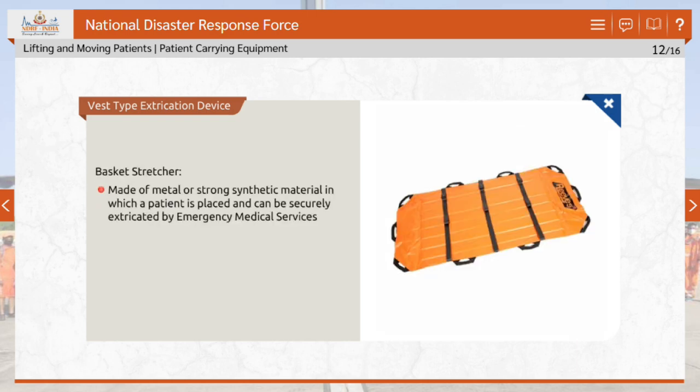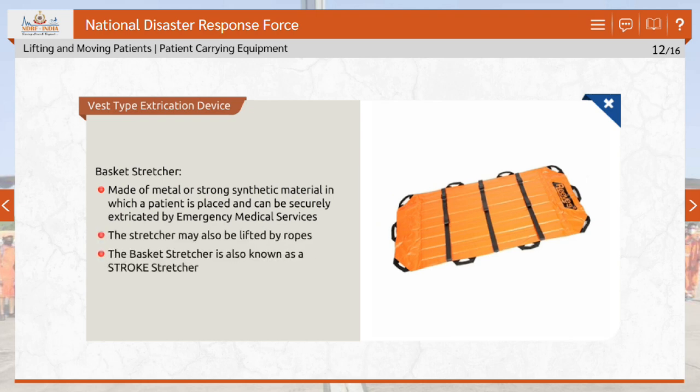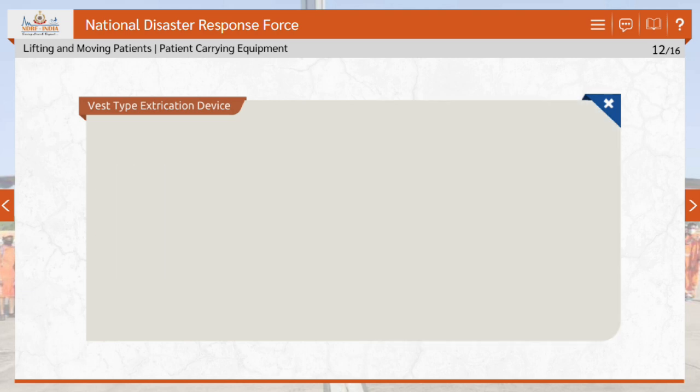Basket stretcher is made of metal or strong synthetic material in which a patient is placed so he or she can be securely extricated by emergency medical services from an accident or otherwise inaccessible site. The stretcher may also be lifted by ropes. The basket stretcher is also known as a stroke stretcher.